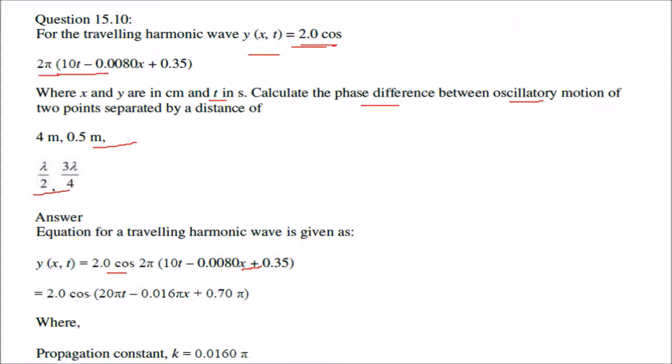Now this is the equation which we can write in a certain form. See, this is cos 2 pi multiplied inside, because we don't want this 2 pi outside, let it be inside. What is this propagation constant k? When we compare it with a cos(omega t minus kx plus phi), k becomes 0.0160 pi.